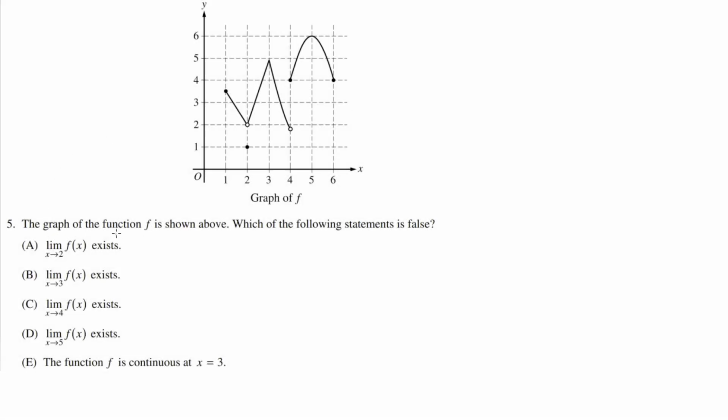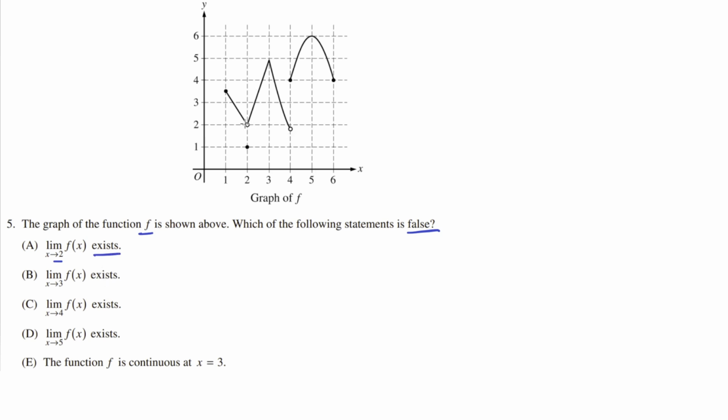The graph of the function f is shown above. Which of the following statements is false? So using this graph of f, we need to find out which one of these statements is not true or false. So A says the limit as x approaches 2 of f of x exists.